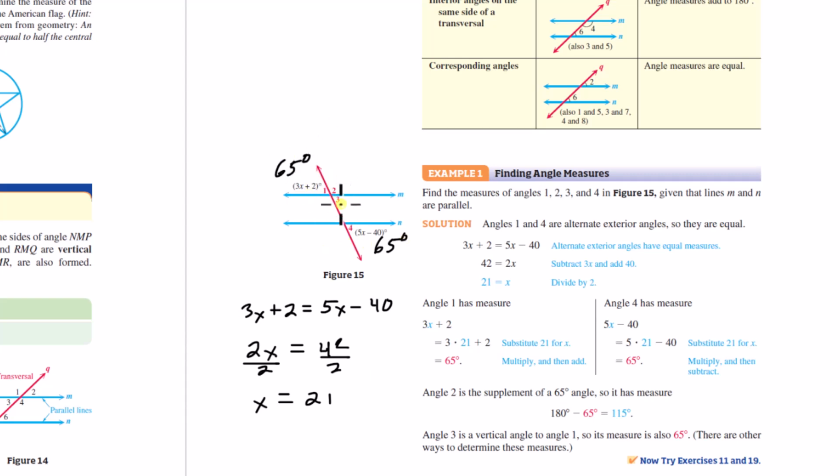So what about 2 and 3? Well, we can see that 3 is going to be 65, right? These two are vertical angles. And then angle 2, I mean, we could kind of go through these properties, but we can just see angle 2 is supplementary to angle 1. So what is 180 minus 65? $115.